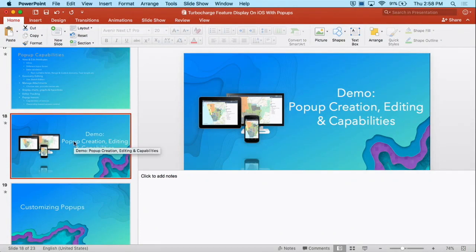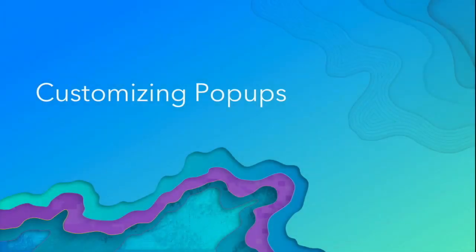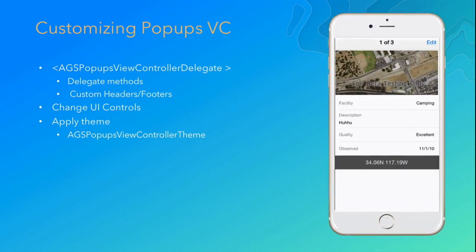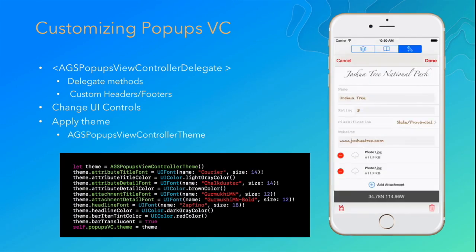We just have a couple more minutes, so I will go through this really fast, talking about customizing pop-ups so we can allow the next people to set up. So you can customize the existing pop-ups view controller by changing the header. In this case, there is a map view in the header and a label showing coordinates as the footer. You can change the control or you can define your theme so the pop-up looks something different. This is still the default pop-ups view controller.